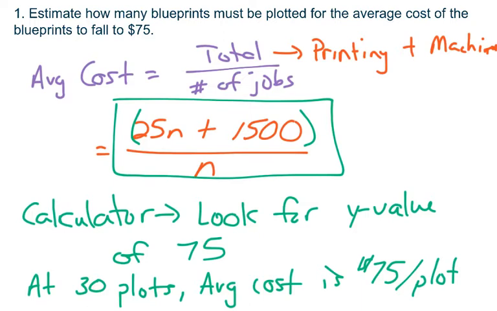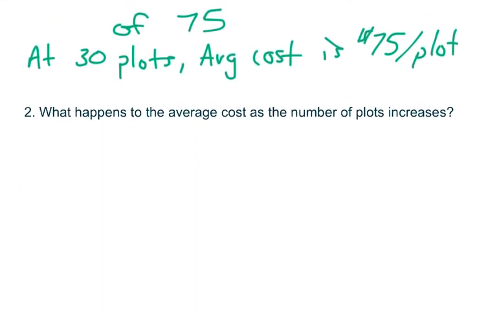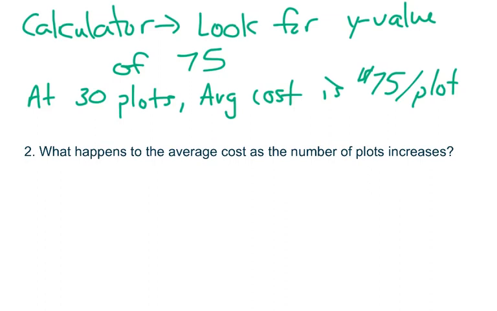these blueprints. Okay, so question number 2 then, what happens to the average cost as the number of plots increases? Keep scrolling down your table. What you're going to notice is the cost is going to keep dropping, but it's not going to drop by as much as you print more and more prints.